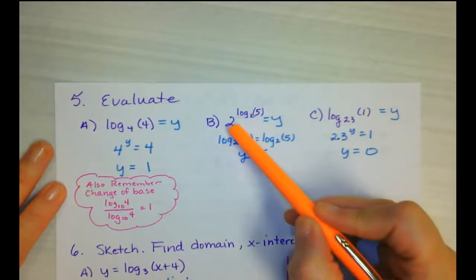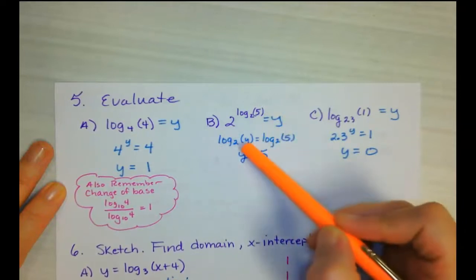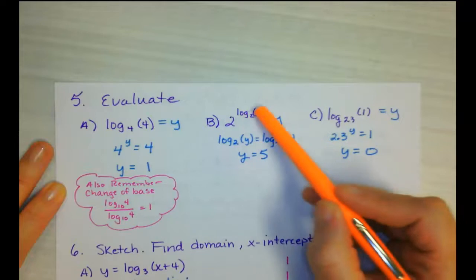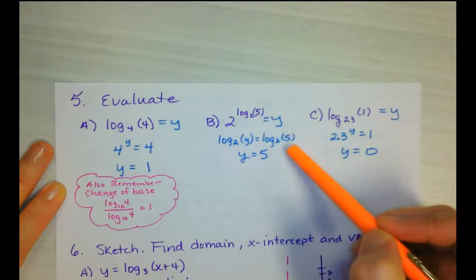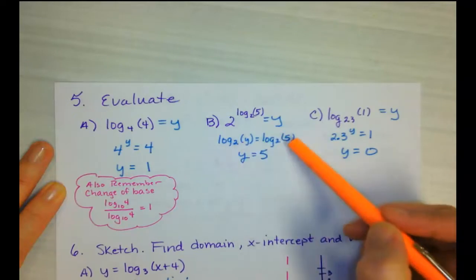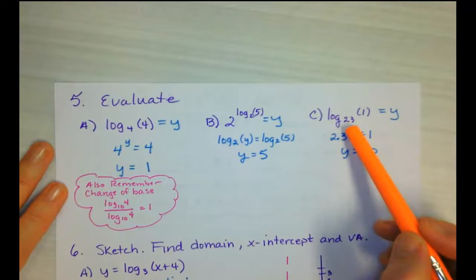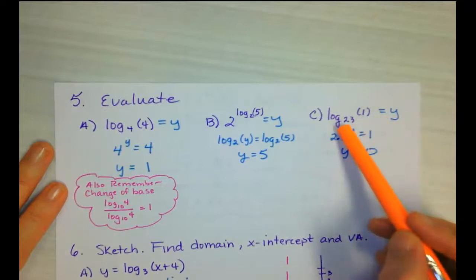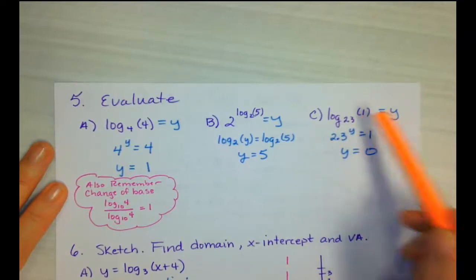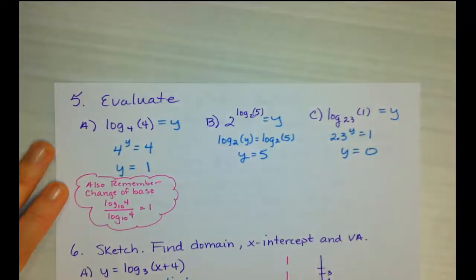This one, the base of the log is 2, so I write log base 2 of the output, which becomes the argument, and the exponent comes over to what your log equals. So if this is log base 2 and this is log base 2, then y has to equal 5. On this one, the base of my log is 2.3, so 2.3 to the y equals 1. And the only time you can get 1 as an output is if the power had been 0.